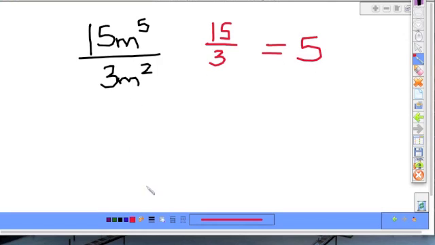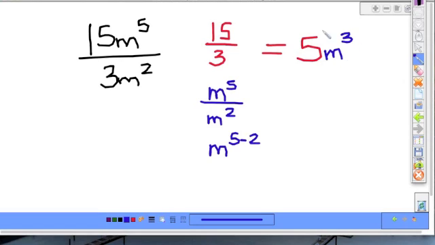Now we just need to take care of the m's. So we have m to the 5th power over m to the 2nd power. And if you remember, when dividing exponents, you subtract. So it becomes m, 5 take away 2. 5 take away 2 is going to give me m to the 3rd power. And this is your final answer. Let's look at another one.